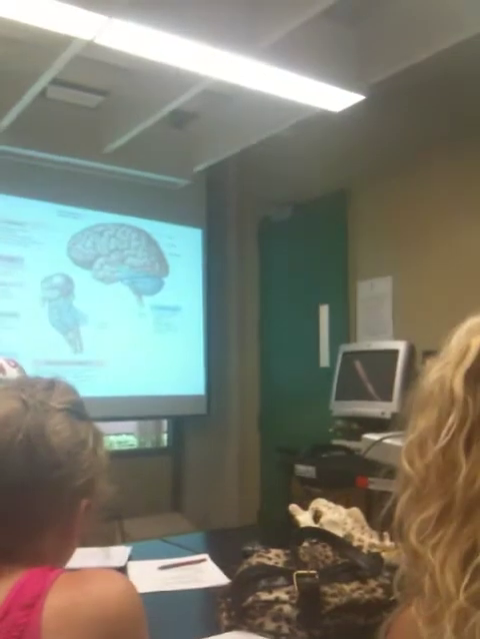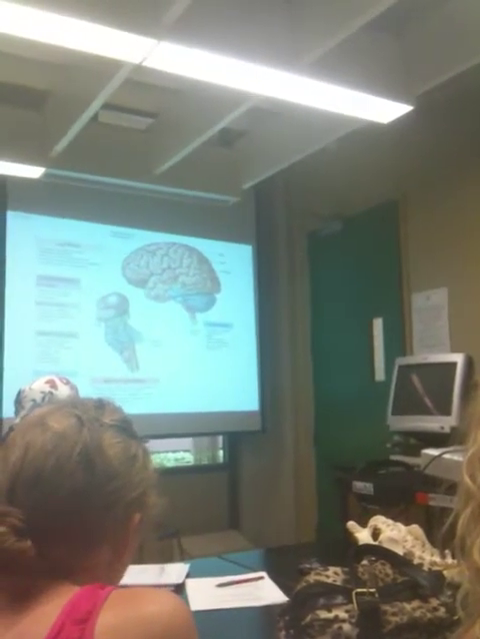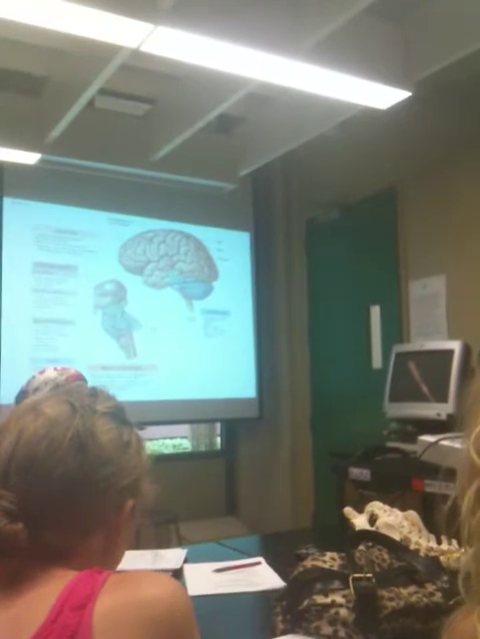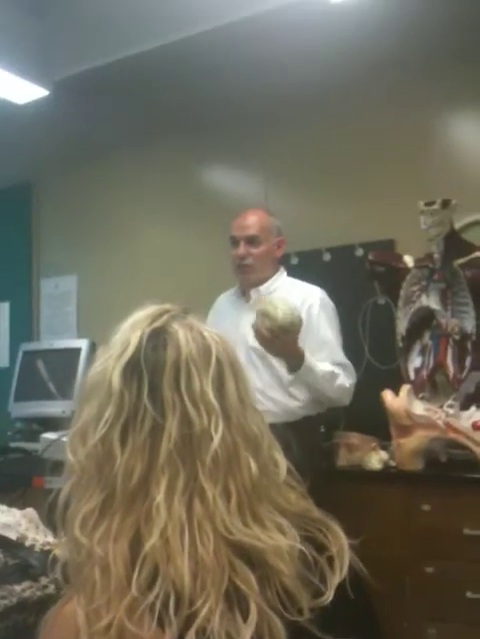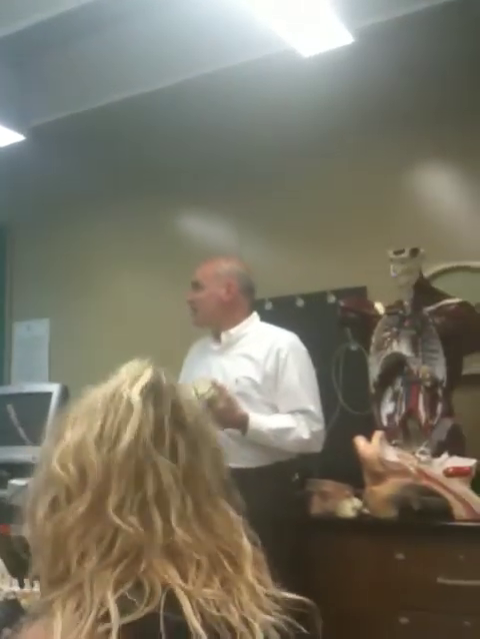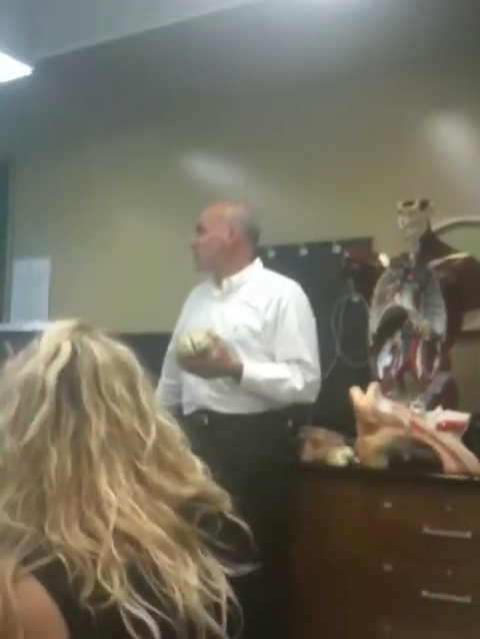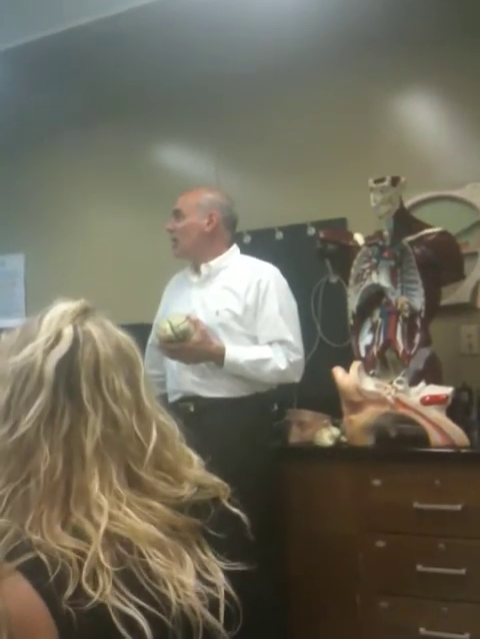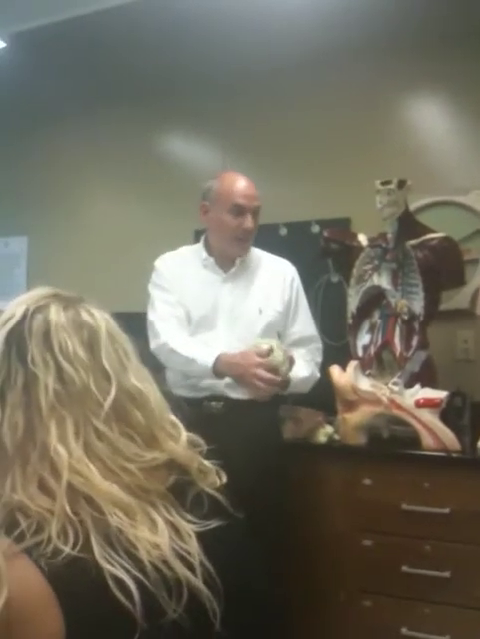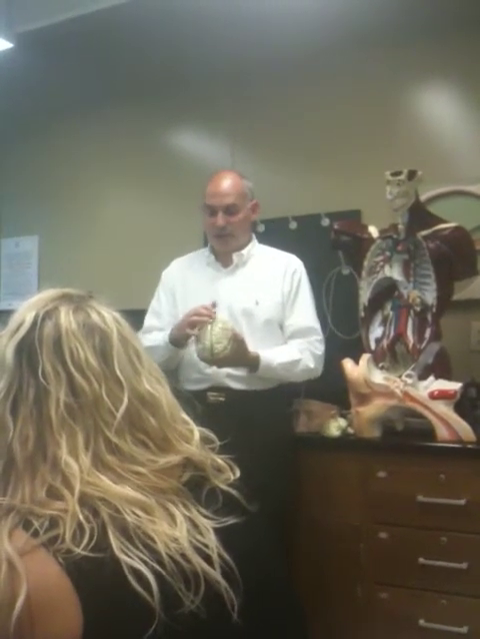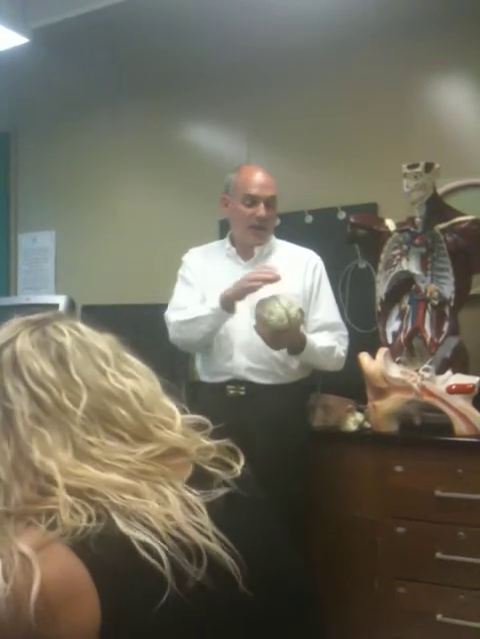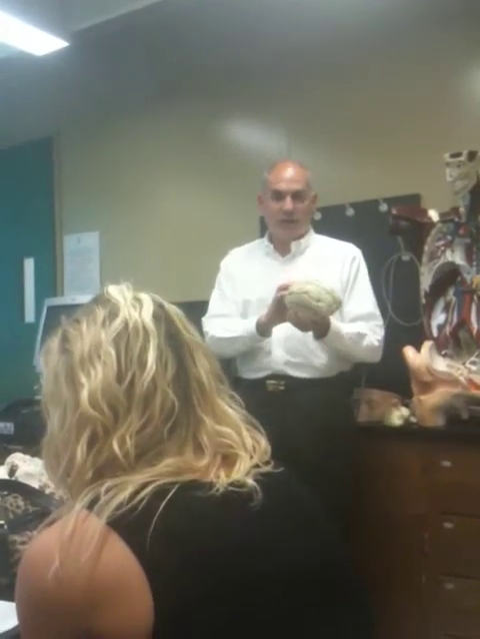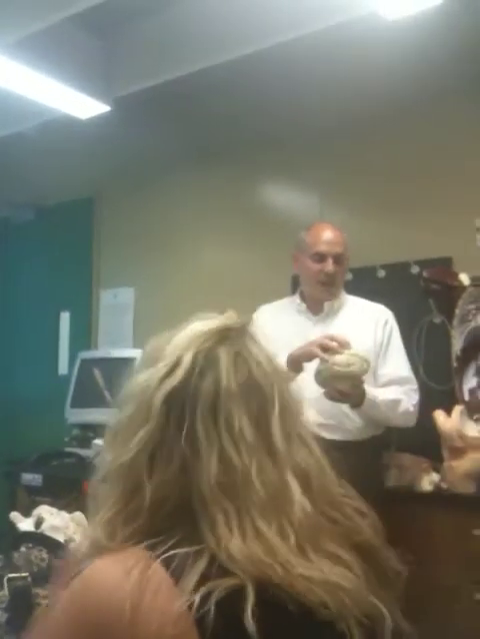The largest part, all of this up here, where a lot of the higher function occurs, like memory and thought and vision and hearing and movement of your skeletal muscles, that is the cerebrum. The cerebrum, sometimes called the cerebral hemispheres, because as you can see, they're split down the middle, and there's a right side and a left side. So there's a right hemisphere and a left hemisphere of the cerebrum. And you see that the cerebrum is all folded, okay, onto itself.